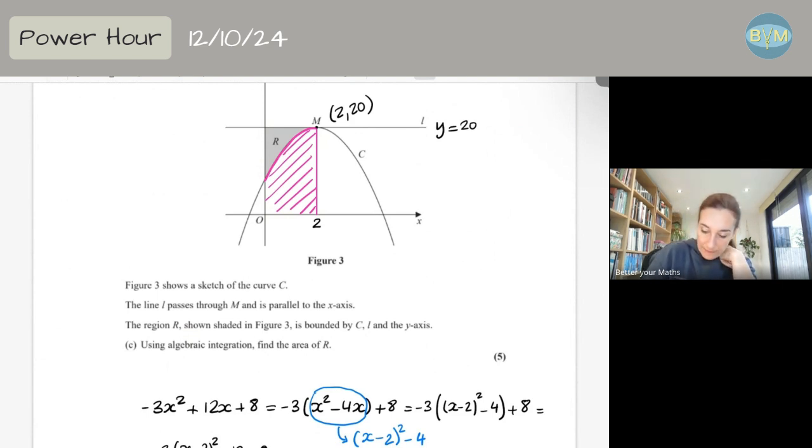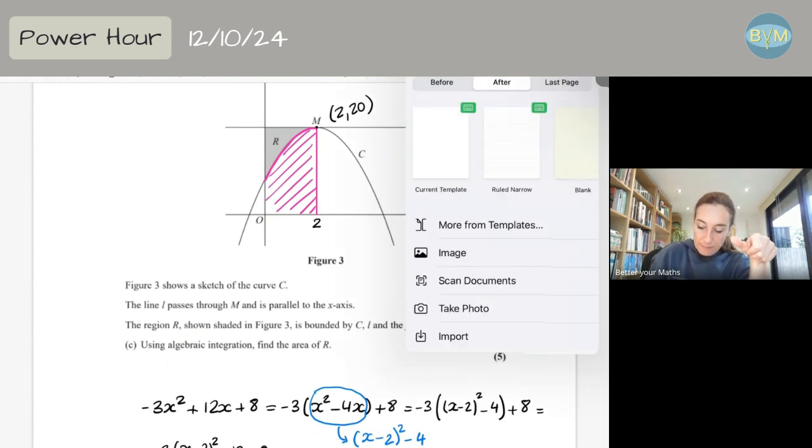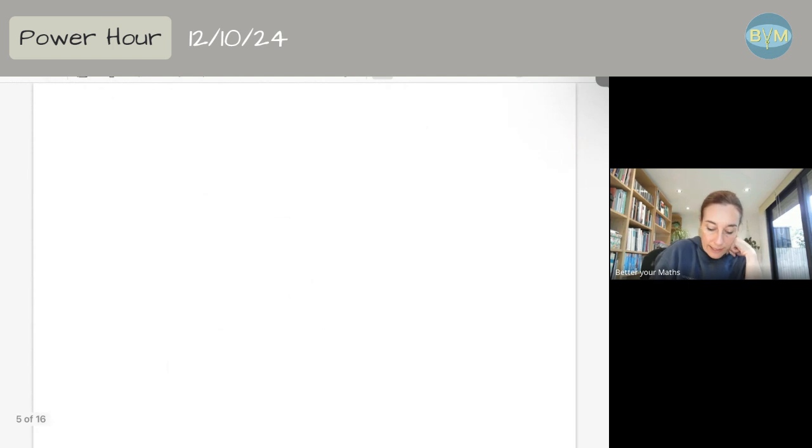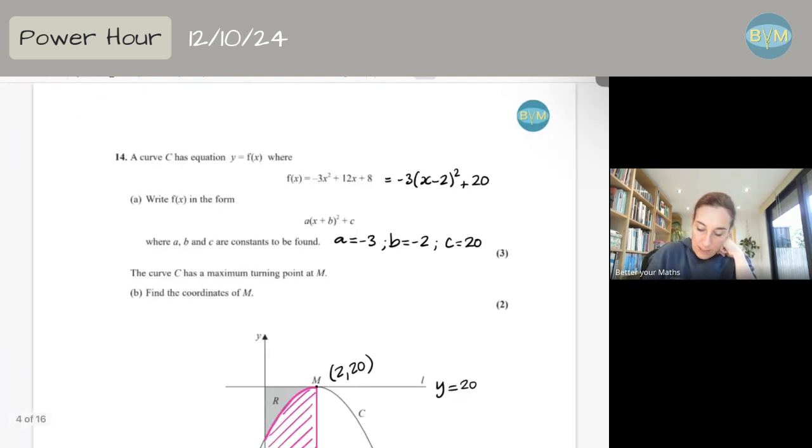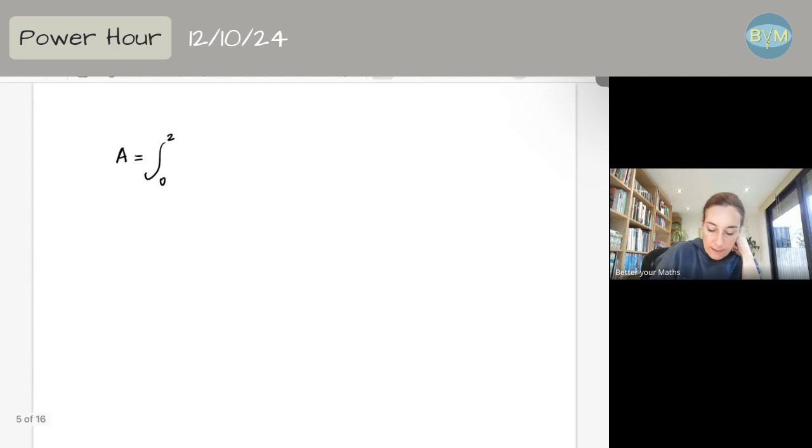So let's go into that. We're going to find the integral first, for example. So the area under the curve is going to be the integral between 0 and 2 of my function. That was this one, minus 3x squared plus 12x plus 8. Yeah. So please integrate and see what you get.